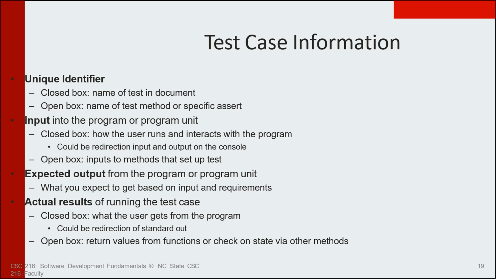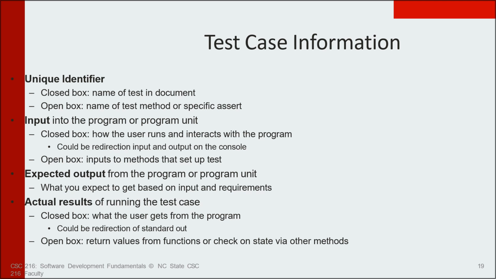Then you'll actually do the input into the program. Closed box has to do with how the user might interact with the program, whereas with open box, you can have inputs to methods that are set up to test. Users may not have direct access to these methods, but as the programmer, you can set up tests that look at those methods only. As before, you'll have the expected output. You have the expected output of the whole program. You have the expected output of an individual method. And then you have the actual results.